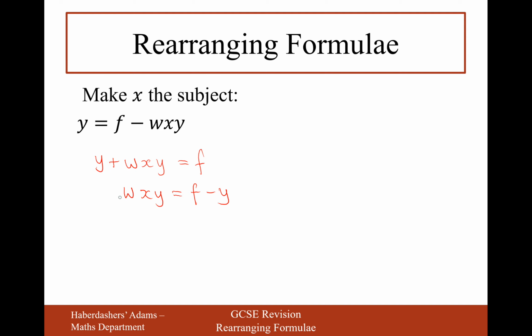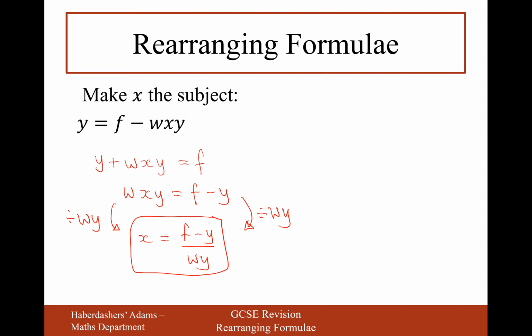And now I'm going to divide by everything that's being multiplied to x. W is being multiplied to x and y is being multiplied to x. So I'm going to divide by w and the y letter as well. So divide by wy. So that will leave me just with x that's in the middle of these two things, and then it's f minus y over wy. And there we are, that's the answer in this question.